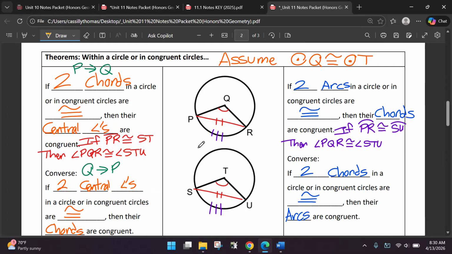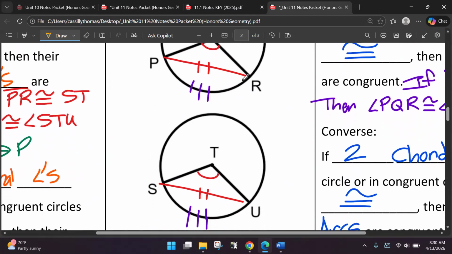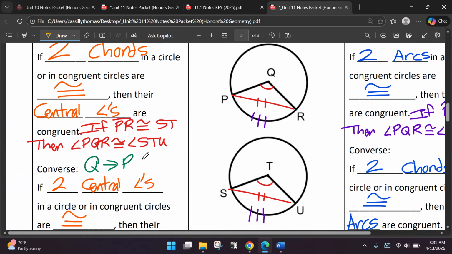If we have two chords in a circle or in congruent circles, so they could either be in the same circle or just two congruent circles, it doesn't really matter. If those two chords are congruent, then the central angles that those chords form are also going to be congruent. Let's zoom in on this picture. I have chord PR and chord SU. This theorem says those two chords are congruent, so the two central angles associated with them are congruent. So angle PQR is congruent to angle STU. That's what that top theorem says.